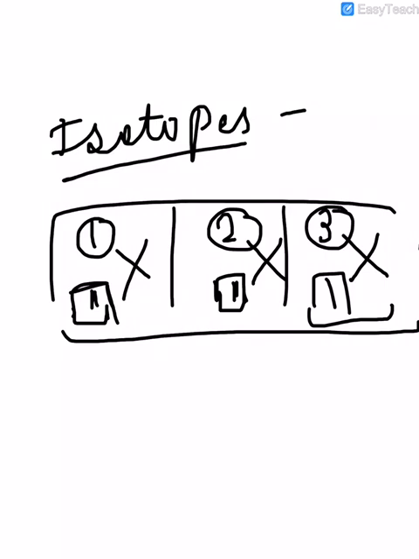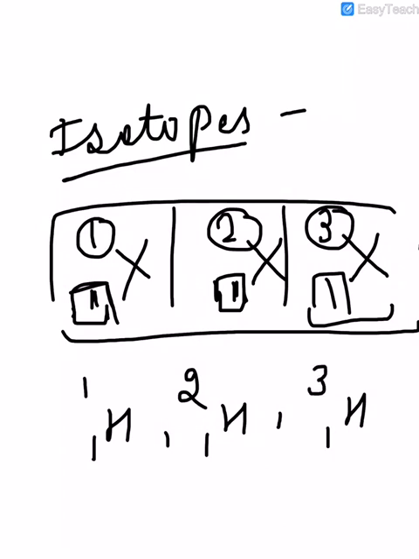The example is hydrogen, or we can say protium, deuterium, and tritium, right. Let me write the symbol. Protium, or we can say hydrogen; deuterium, having 1 as atomic number and 2 as mass number; and tritium, 1 atomic number and 3 mass number. So all of these three are the isotopes of hydrogen: protium, deuterium and tritium.